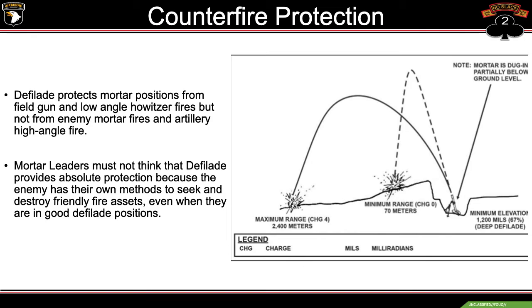Defilade protects mortar positions from field gun and low angle howitzer fires, but not from enemy mortar fires and artillery high angle fires. Mortar leaders must not think that defilade provides absolute protection because the enemy has their own methods to seek and destroy friendly fire assets, even when they are in good defilade positions. So what this is basically saying is being able to use defilade for us to shoot, the enemy can also do the same. Once again, going into what I said previously about our biggest threat being enemy mortars, because they can shoot into that dead space and put effects on us even though we're behind a hill or a ridge.